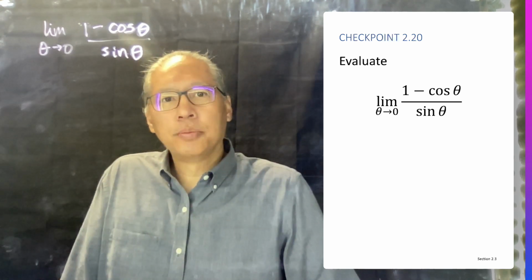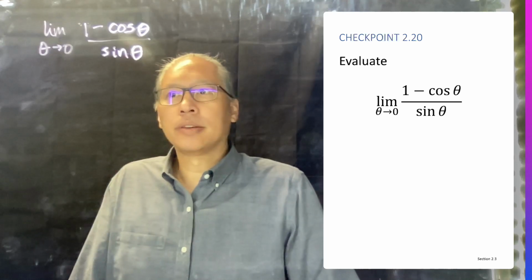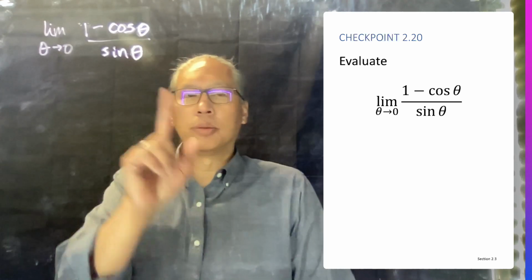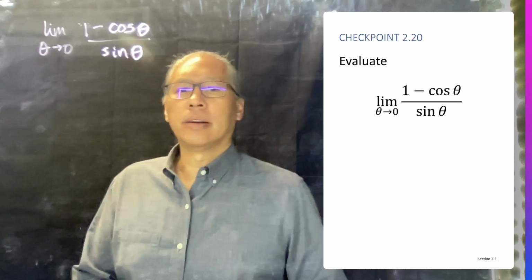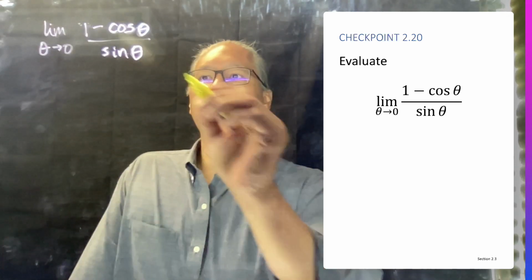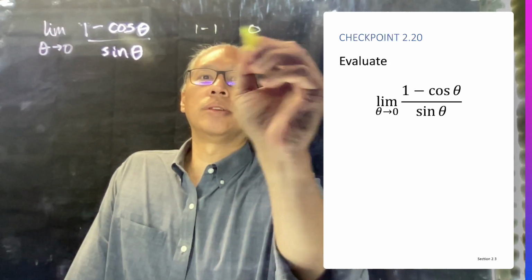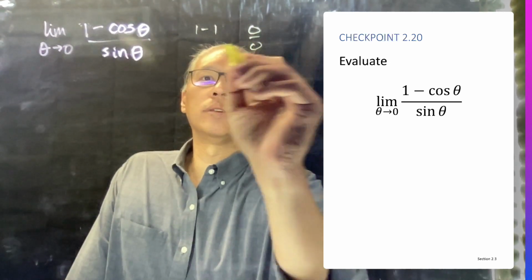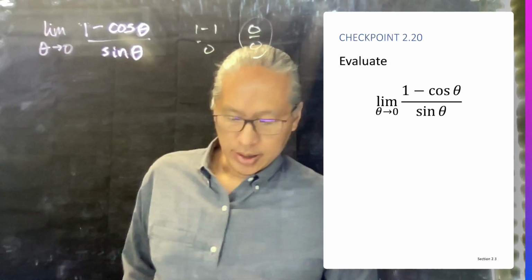Hello, this is checkpoint 2.20 from section 2.3. They want us to find the limit as theta approaches 0 of (1 minus cosine theta) divided by sine theta. At our initial evaluation of this, by putting in 0, we're going to get 1 minus 1, which is going to be 0, and sine of 0 is 0. So we're going to get an indeterminate form.